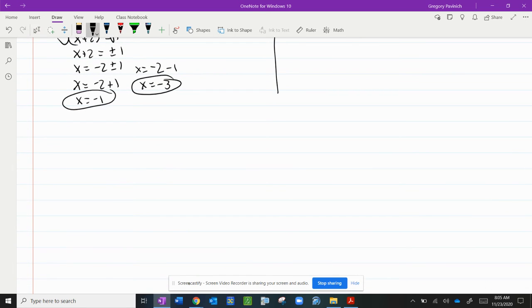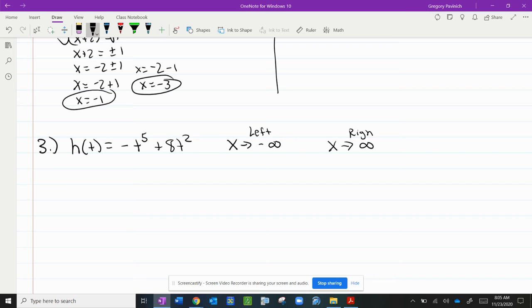Okay, number 3. I have h of t is equal to negative t to the 5th plus 8t squared. And it says determine the left and right hand behavior. That's just my end behavior. So as x goes to negative infinity, that's the left side. And as x goes to positive infinity, so this is my left arrow on the graph, and this is my furthest right arrow. And I'm going to tell whether it's going to go up or down. This is what I'm going to fill in.